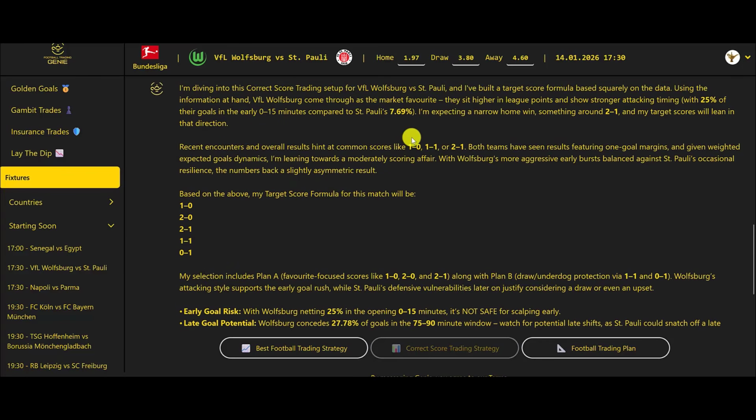So we've got some interesting thoughts here. But the target score formula is going to be the 1-0, 2-0, 2-1 with a 1-1 and 0-1 plan B in favour of St Pauli. So not exactly expecting a wild one. So anyway, let me show you here.